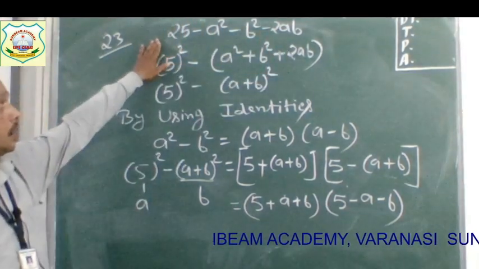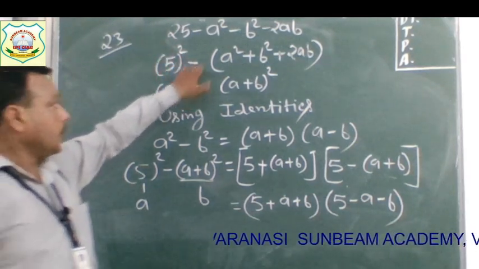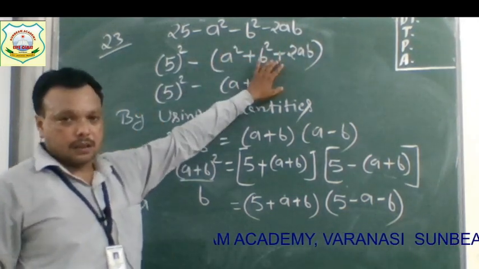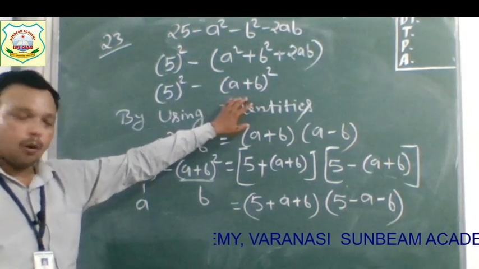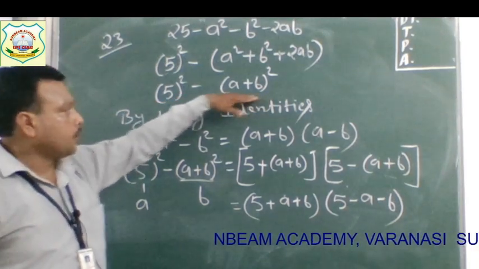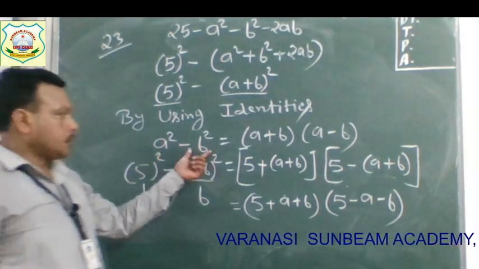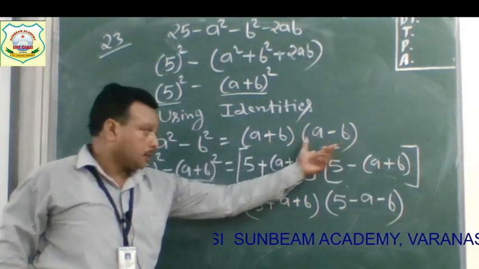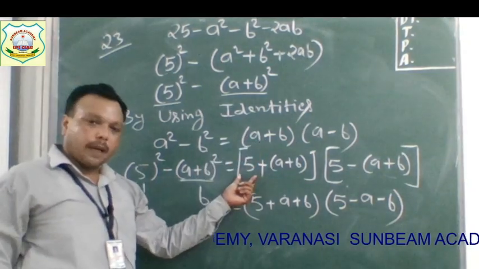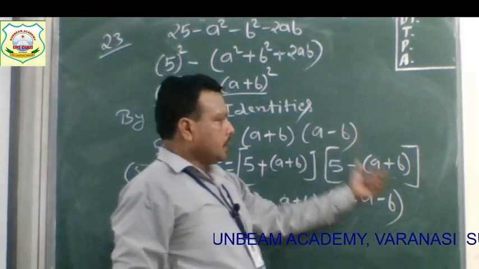What have we done here? 25, we can see, is the form of 5 square. Minus, when we have done in the bracket, we get this identity. Which identity? a plus b whole square. So by using the identity, because we have got a square minus b square, that is a plus b and a minus b. So 5 square minus a plus b whole square: in place of a we will write 5 plus b as a plus b. Similarly, a is 5 minus a plus b.